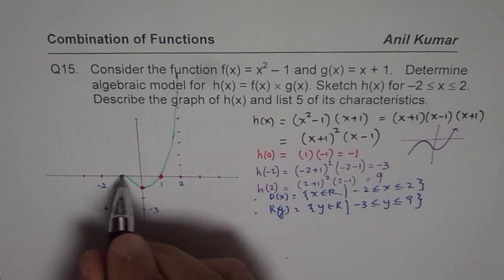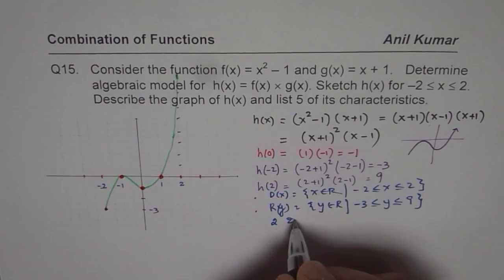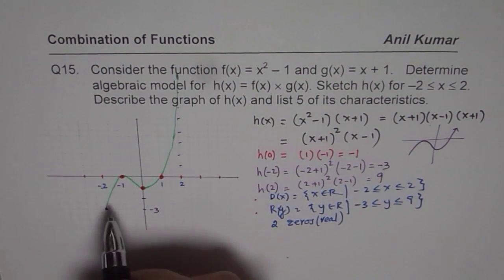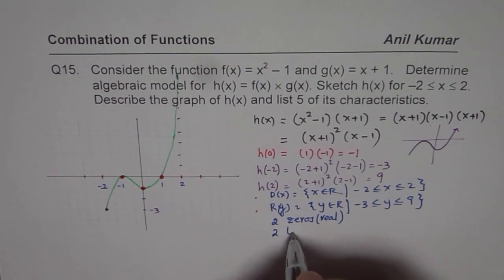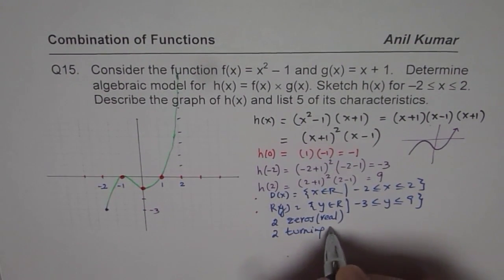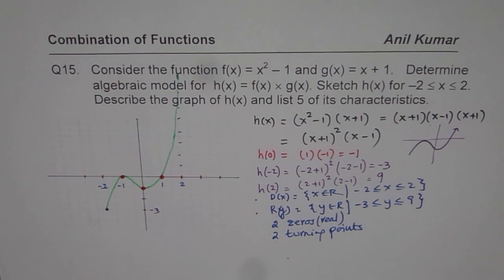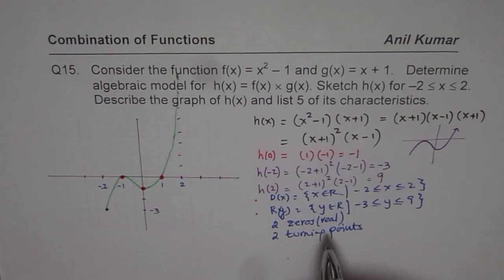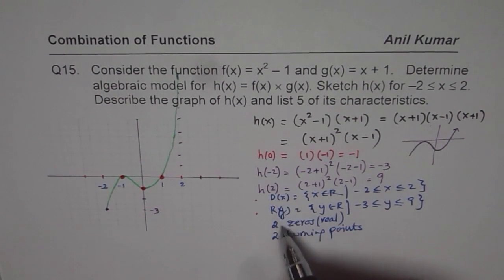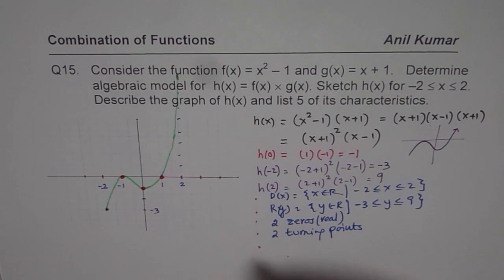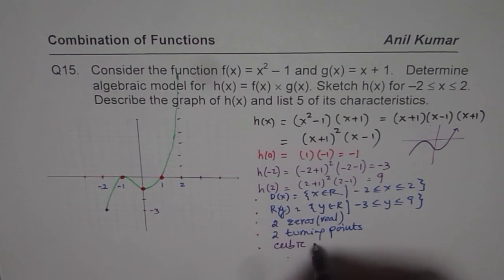And we can say that we have 2 zeros, or x-intercepts, I should say real zeros. Now it has two turning points. And like this you can define so many parameters. So we already have four characteristics here. And of course it's a cubic function, so we can write cubic function. So that is the nature of polynomial, a cubic function.